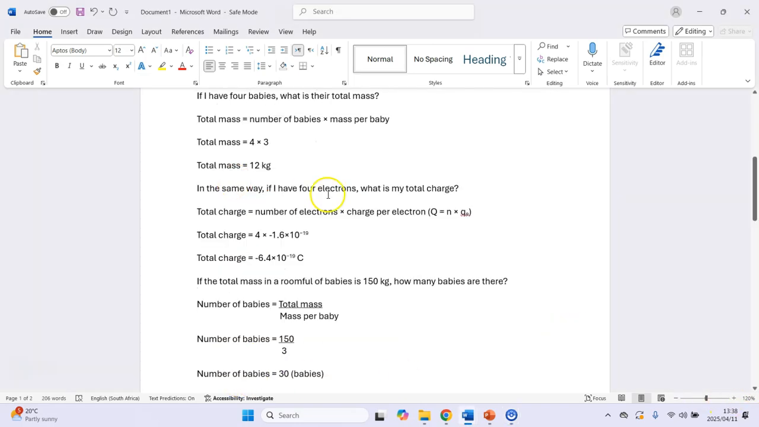12 kilograms. In the same way, if I have 4 electrons, what is the total charge of these 4 electrons? Well, the total charge can be calculated as the number of electrons times the charge of each electron, which is exactly like the formula we just saw in the presentation. Big Q, the total charge, is equal to the number of electrons times the charge of one electron. So the total charge would be based on 4 electrons multiplied by the charge of each electron, which would give us a total charge of minus 6.4 times 10 to the minus 19 coulombs.